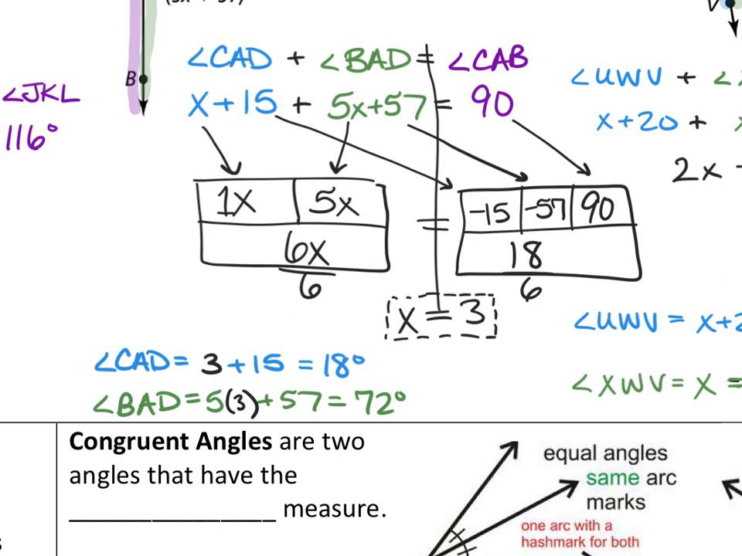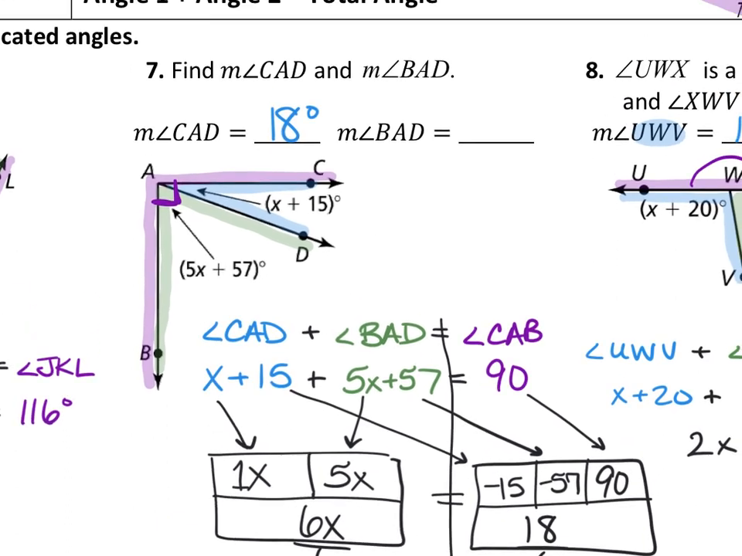Or, remember that these two angles have to add up to 90 degrees. What is 90 minus 18? 72. If they have to add up to 90 and one of them is 18, that means the other one is 72. Whichever method makes the most sense for you, you use. If you're like, I'm just going to plug and chug all day, Miss Quigley, great. Plug and chug all day.